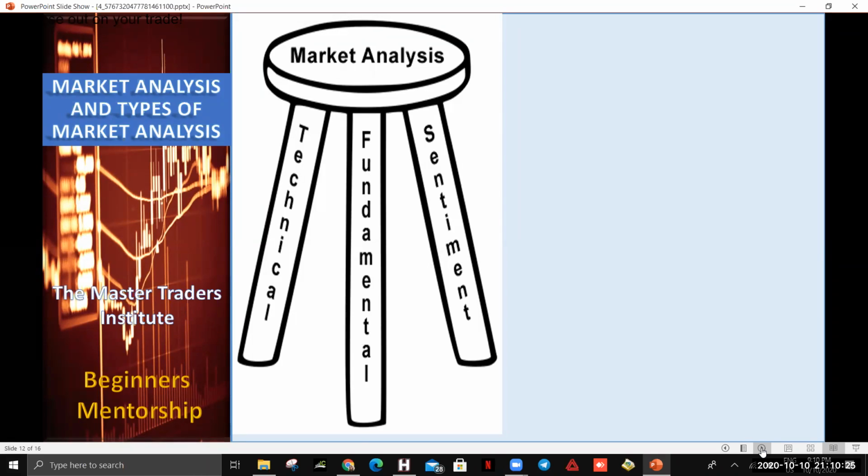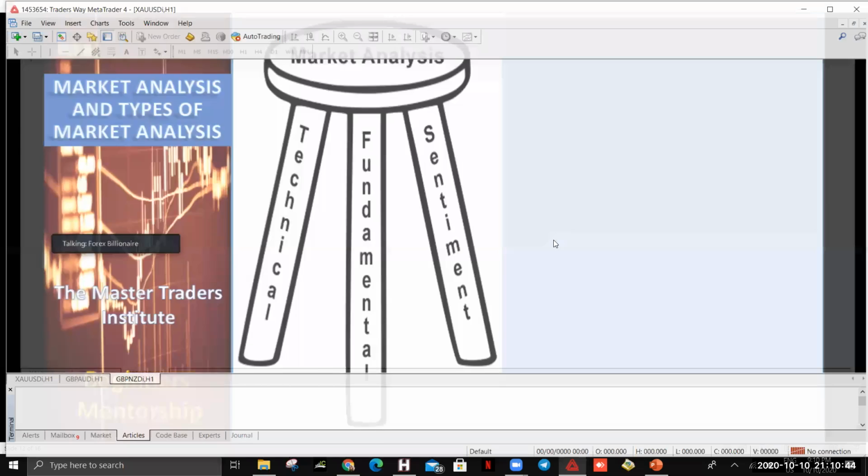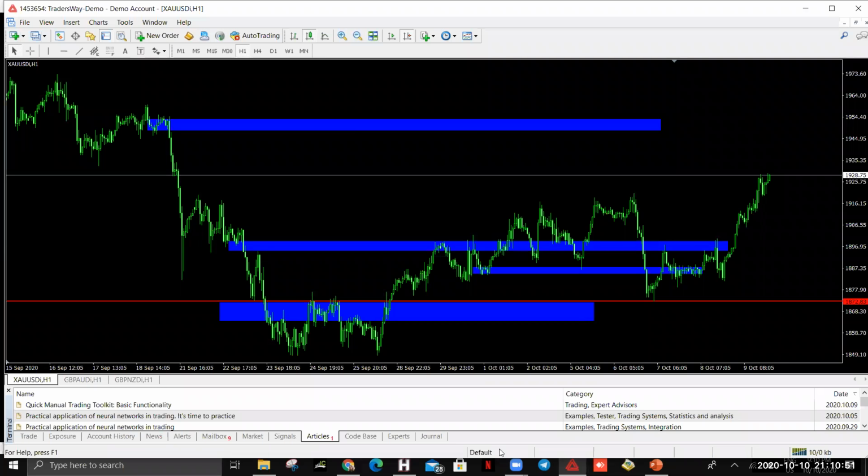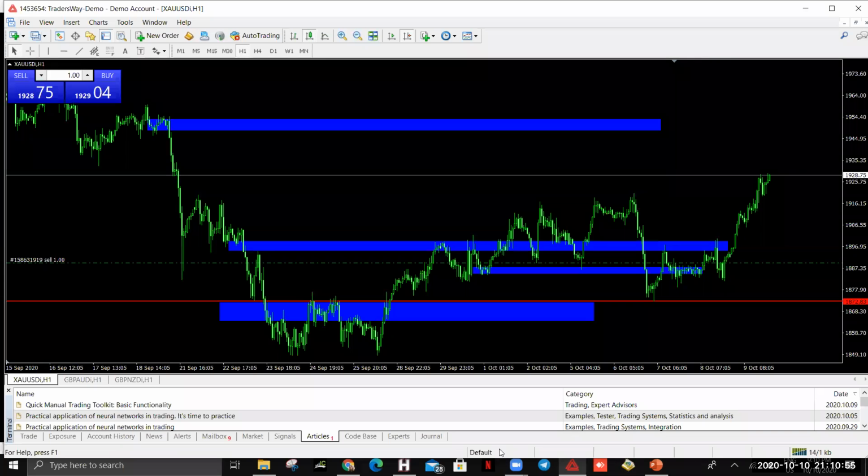So if I go on my MT4, let me show you my MT4 so you can understand. I want you to tell me when it pops up if you can see it, then I'll tell you what I mean. It's coming up. If you can see my MT4, can you type 3?